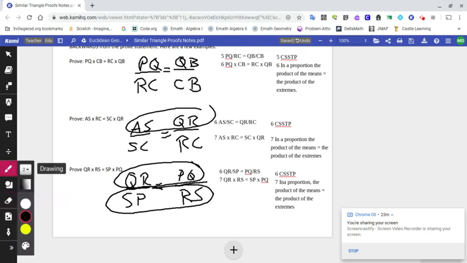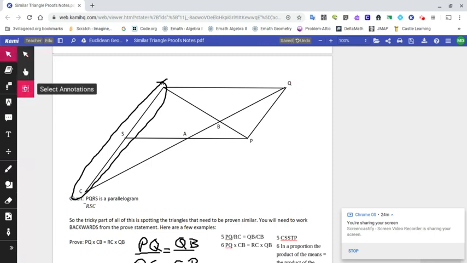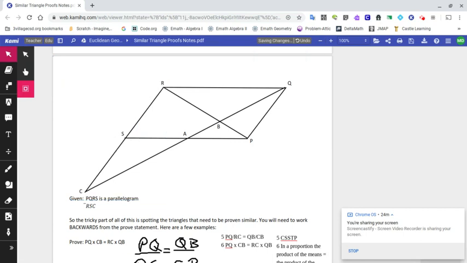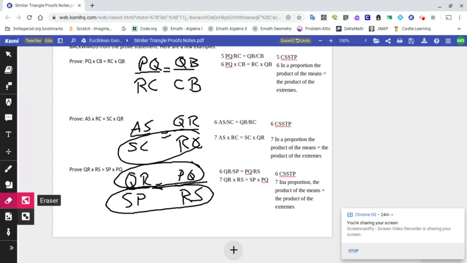ASQR, that doesn't make a triangle. That's 4 vertices. And SRC, okay, if I look back up here, SRC doesn't make a triangle either. Okay, that's three vertices in a line there. So that's not going to be the triangles. So that's why in that case you look at them vertically. You know, circle the letters vertically to spot the triangles.